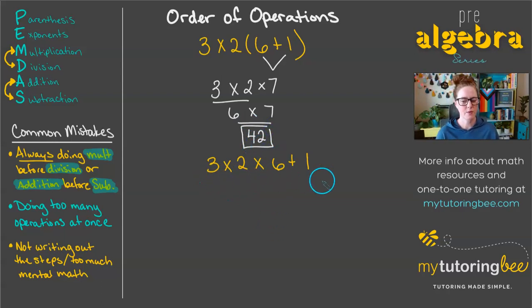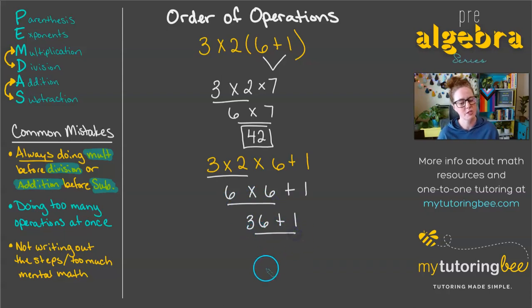Let's see what this looks like with the second problem without any parentheses. No parentheses, no exponents, but we do have multiplication. So I'm going to start from left to right and do 3 times 2. That gives us 6. Drop everything else down that we haven't used yet. Now I'm looking at this as a new problem, and I see multiplication and addition. So I'm going to do the multiplication first. 6 times 6 is 36. Drop down the plus 1. And then our last operation, 36 plus 1 gives us 37.